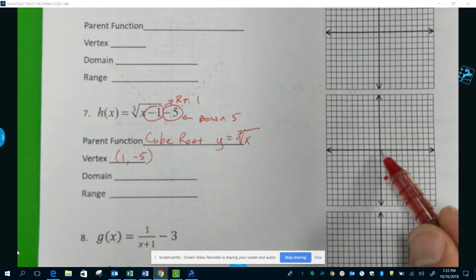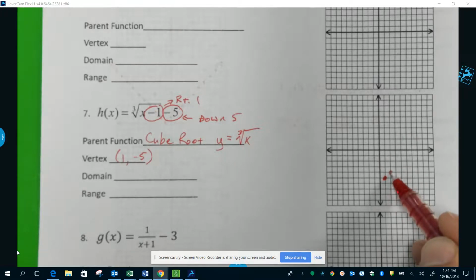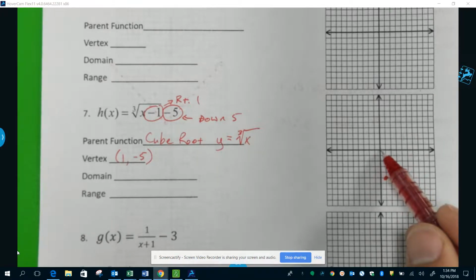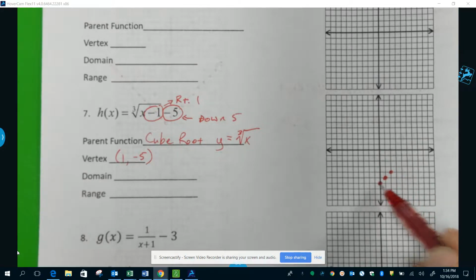The parent function, if you have your yellow foldable, the vertex starts on 0, 0, and that first coordinate is over right 1, up 1. So from this new vertex, we're going to go right 1, up 1. The parent function has another coordinate that goes left 1, down 1. So from this vertex, we're also going to go left 1, down 1.